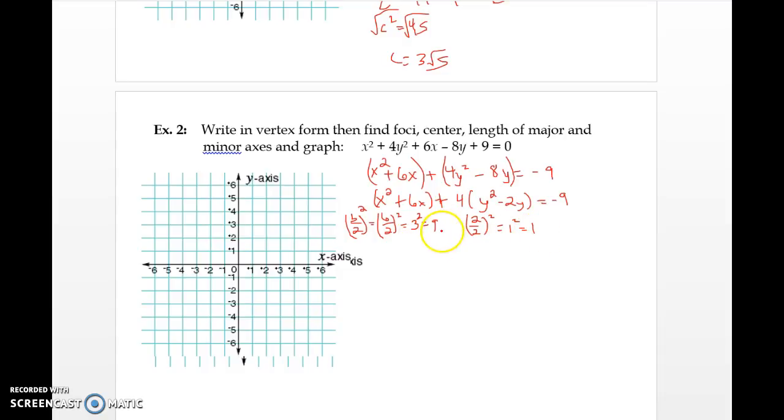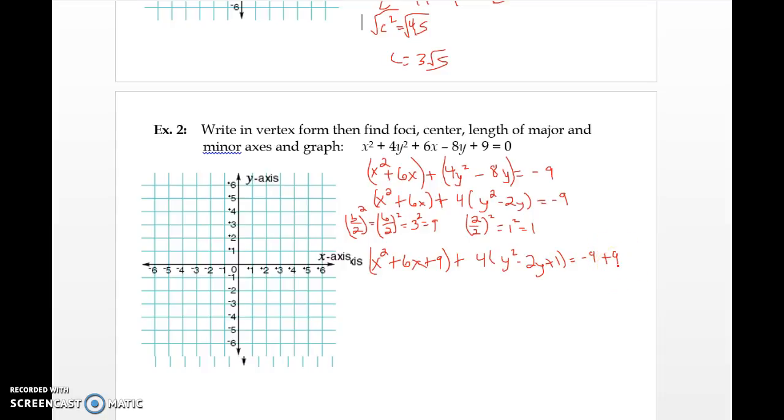So I'm going to add the 9 to the x parenthesis because that's where it came from. X squared plus 6x plus 9. And I'm going to add the 1 to the y parenthesis because that's where it came from. So 4 times y squared minus 2y plus 1. And when I add to the left side, I also have to add to the right side. So I added a 9, but we have to be careful.